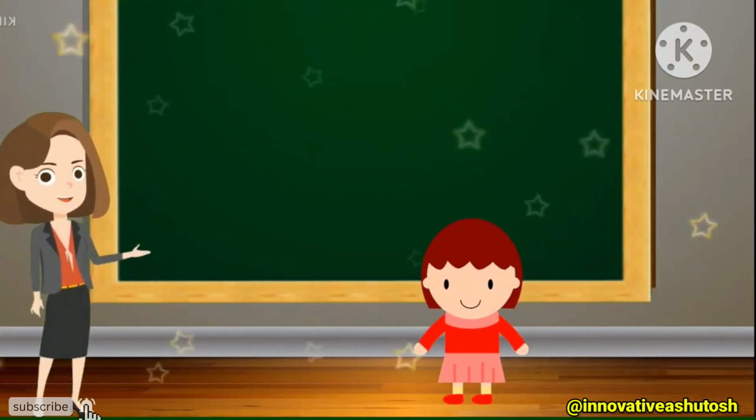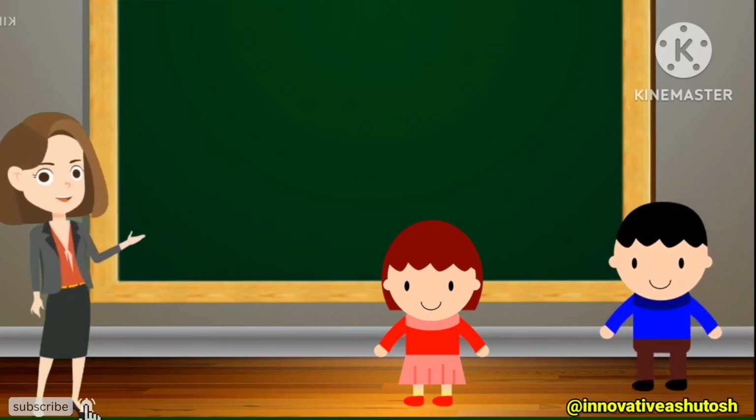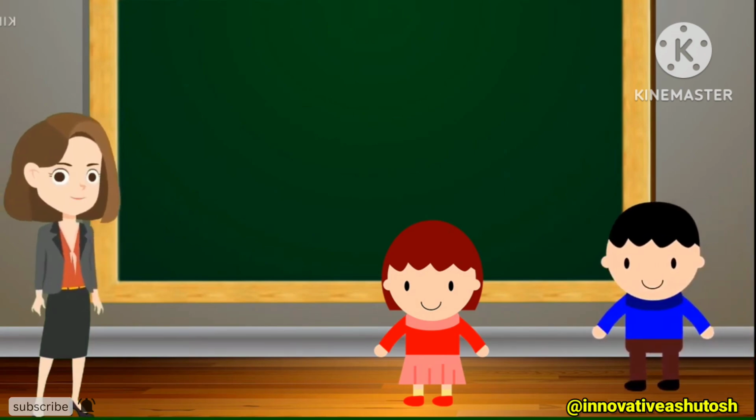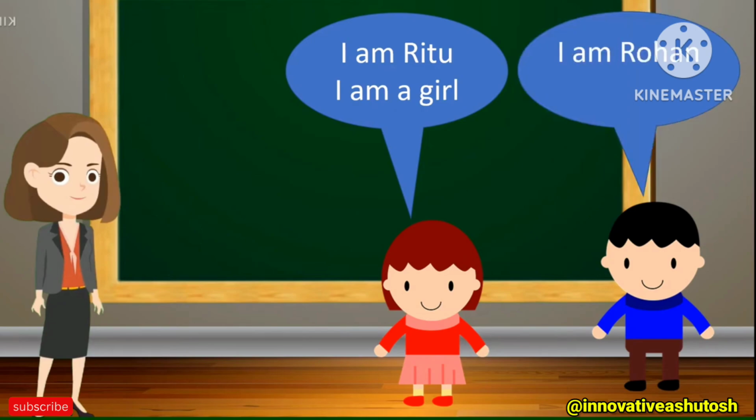Now let's call Ritu and Rohan and see how they use I am. I am Ritu. I am a girl. I am Rohan. I am a boy.